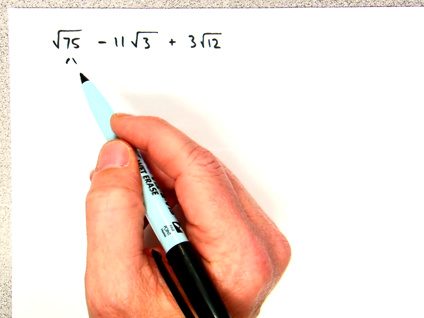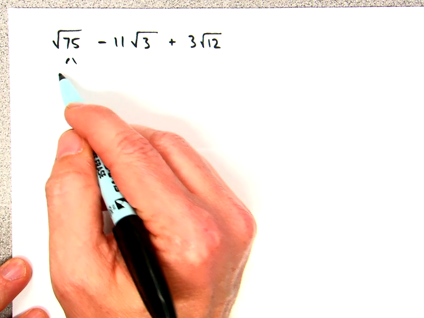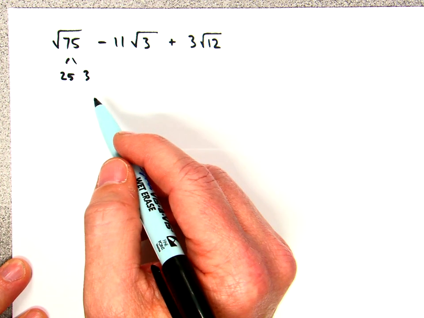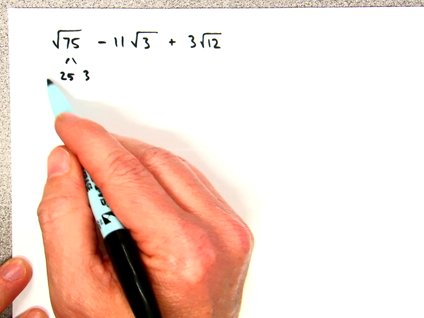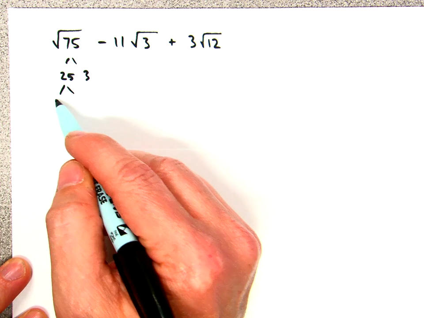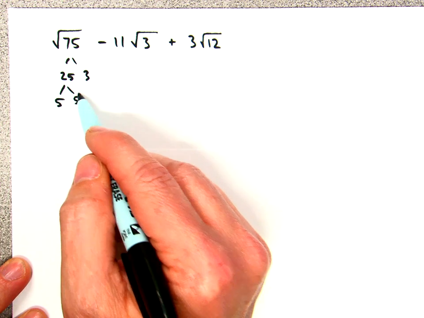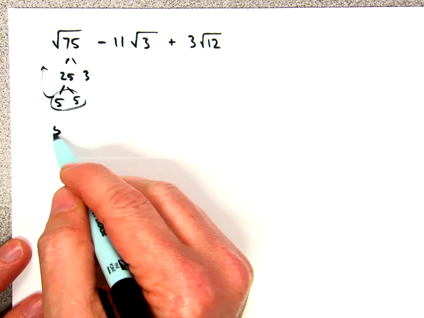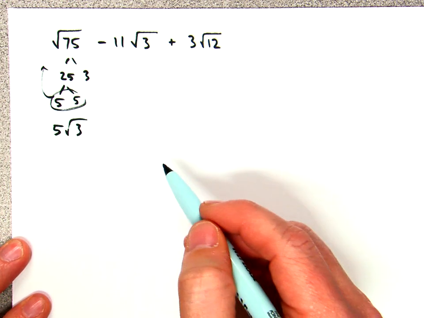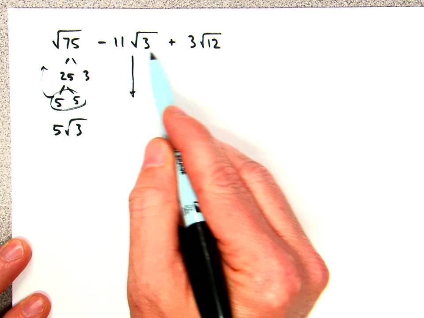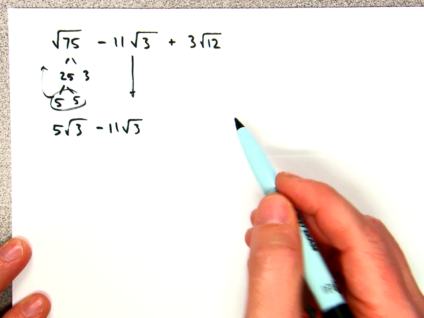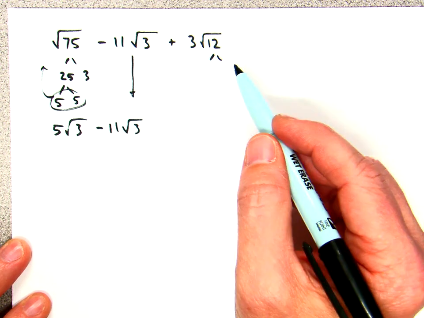So we can say, well, 75, what's that? 25 times 3, right? And then 25, you can either say is a perfect root, or it breaks down, so I can pull a 5 out. So root 75 reduces to 5 root 3. Now this guy doesn't reduce because 3 is as small as it's getting, so I'm just going to leave him alone right here, right? And then we can look at 12.